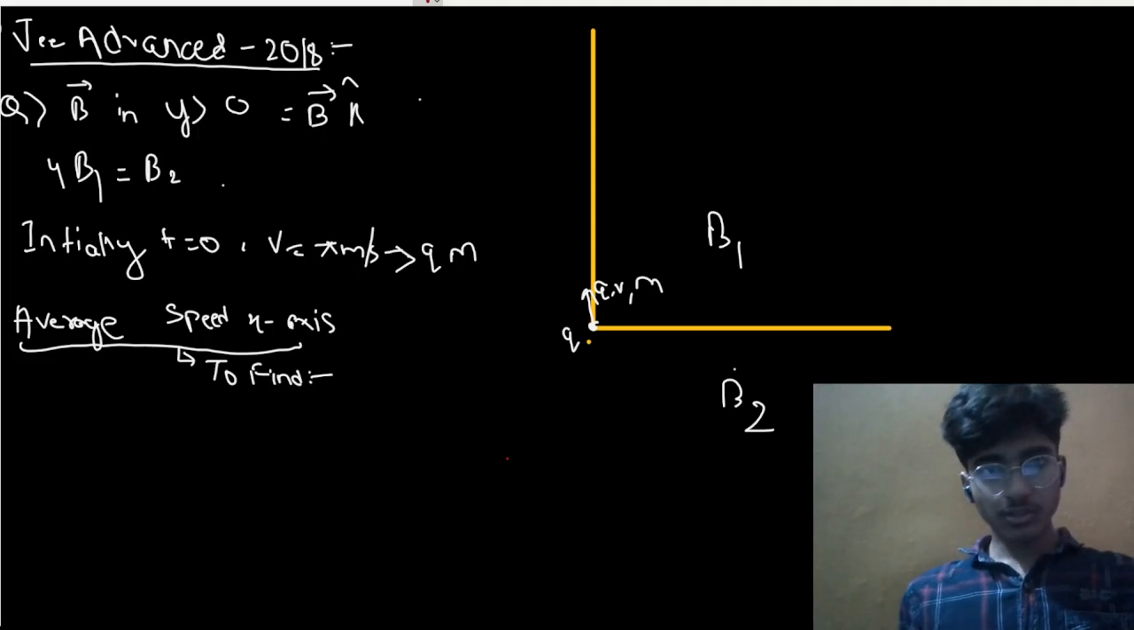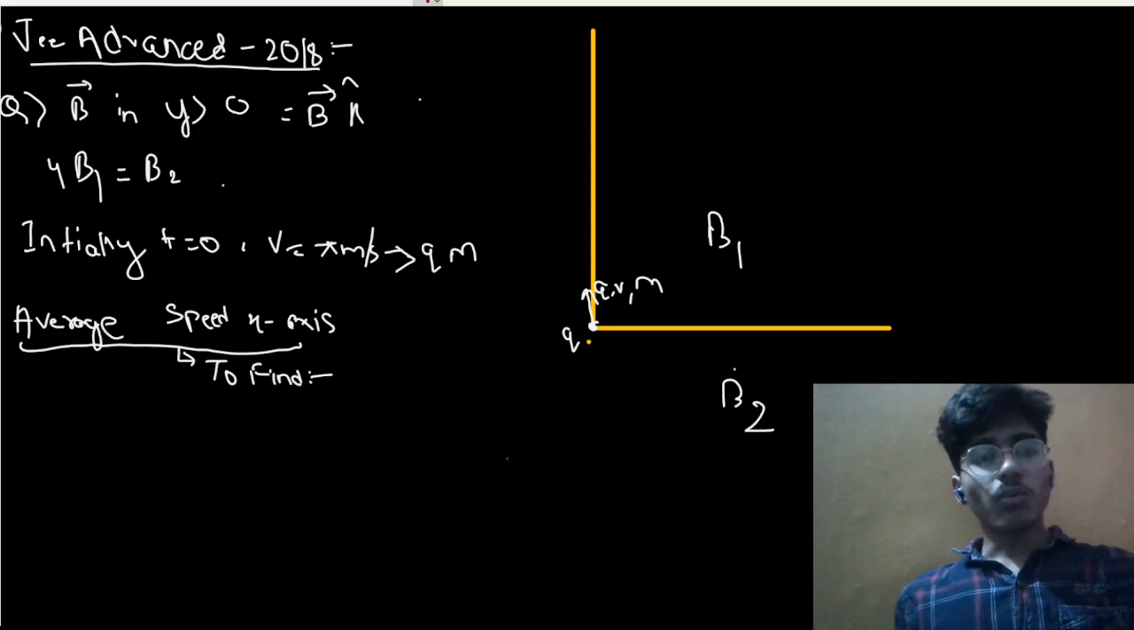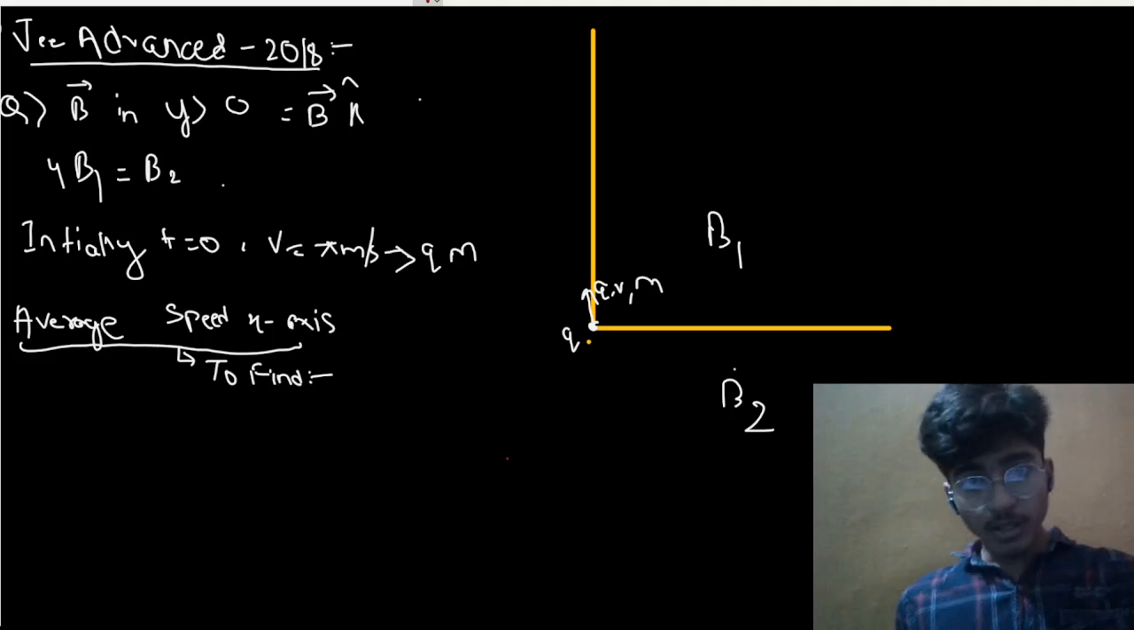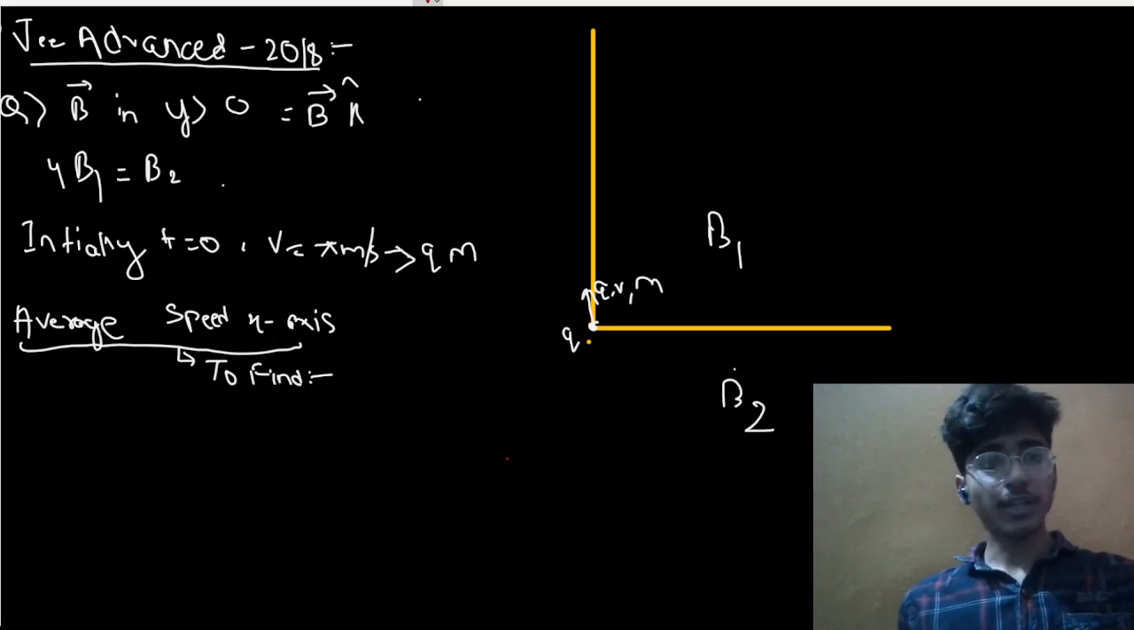So here the question is saying that there is a magnetic field B1 and B2 in the two regions, as we can see that in the first quadrant there is a magnetic field B1, and in the fourth quadrant there is a magnetic field B2, and there is a relation between these two magnetic fields. The magnetic field is in the k cap direction, and it's acting whenever y is greater than 0, and a charged particle with velocity pi meter per second is thrown. We have to find the average speed in the x-axis.